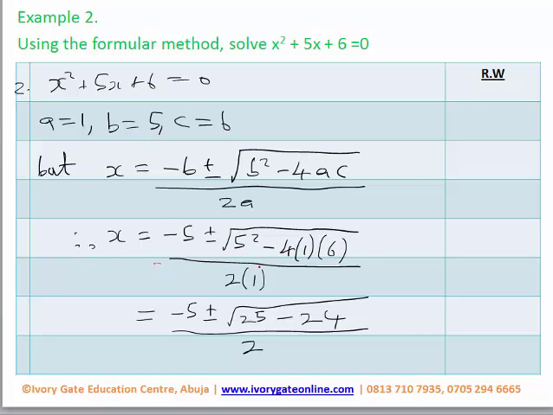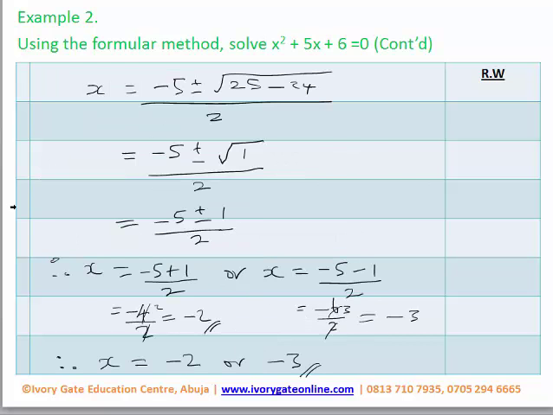Plugging this into the formula, we have the discriminant as square root of 1. Here we need to note that the square root of 1 is 1. Then we now take the sum, minus 5 plus 1, then take the difference, minus 5 minus 1. So here we got minus 2 and minus 3 respectively.